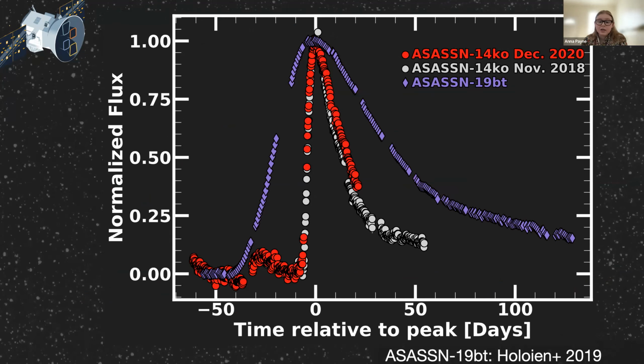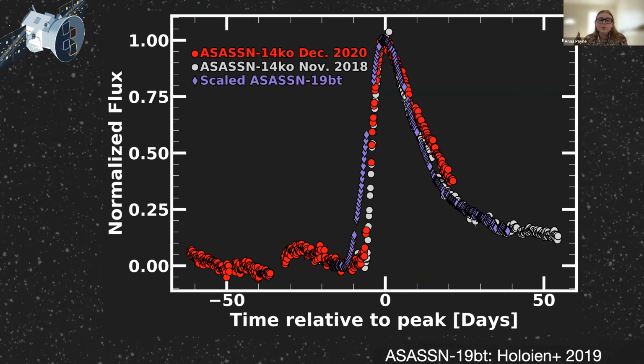The first TDE that was observed by TESS is ASASSN-19bt. So note there's a big difference in the timescales here. As usual with what we see with TDEs, 19bt declined over 100 days versus the very rapid event of ASASSN-14ko. So if we arbitrarily shrink down 19bt to the timescale of 14ko, the shapes are actually astoundingly similar. But again, the main takeaway here is that both are showing this smooth evolution.